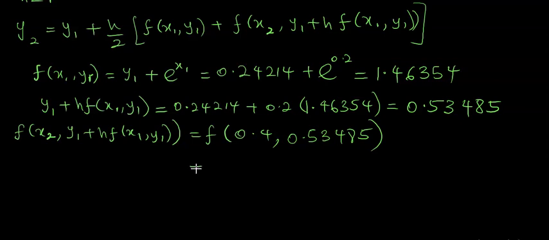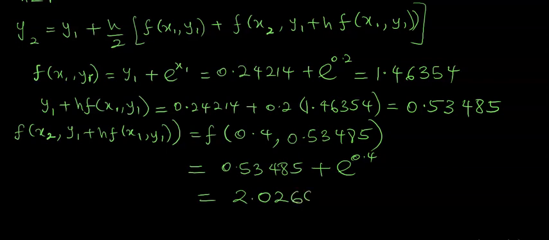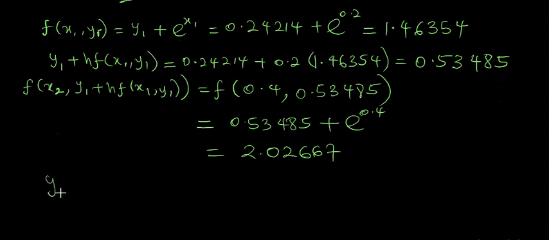So calculating this, this is like our x from the f of x. This is going to give us our y, 0.53485, plus 0.4. If you add these two, we get 2.02667.